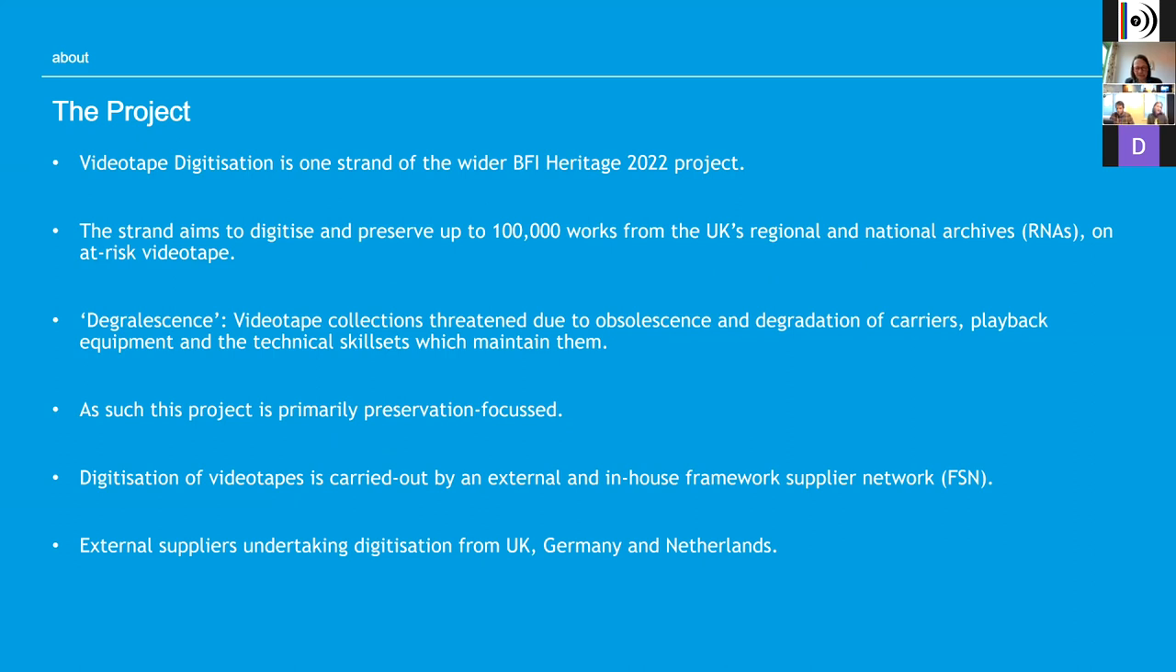So firstly, a little bit about the project. The videotape digitization is just one strand of the greater Heritage 2022 project here at the British Film Institute. The aim of the videotape digitization strand is to digitize and preserve up to 100,000 works from the United Kingdom's regional and national archives, which from now on, for brevity, we will call RNAs. These works are all on at-risk videotape carriers.